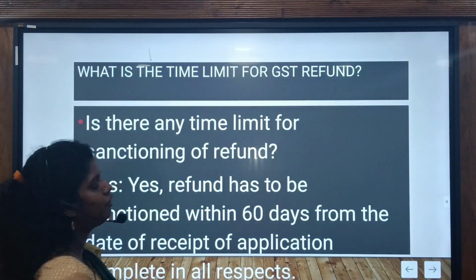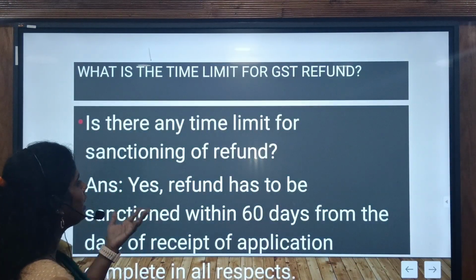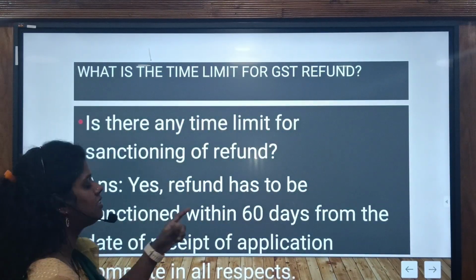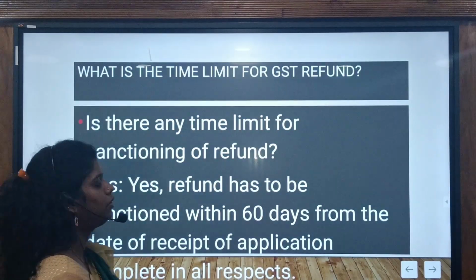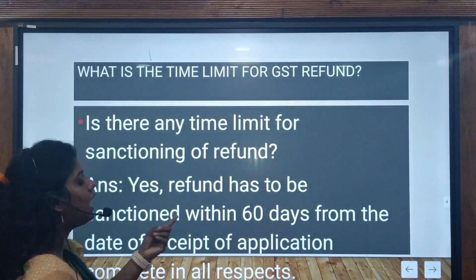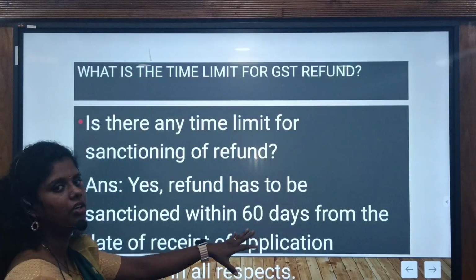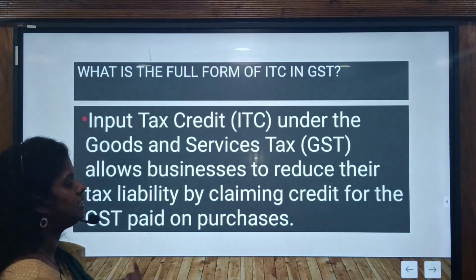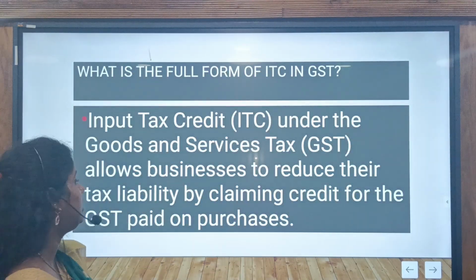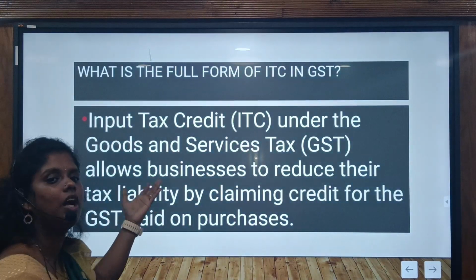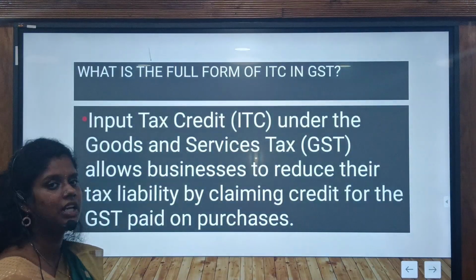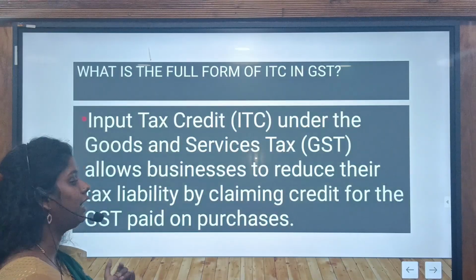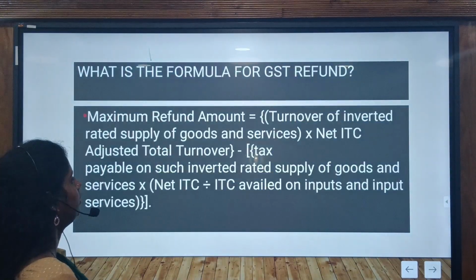So what is the time limit for the GST refund? Is there any time limit for the sanctioning of a refund? Yes. A refund has to be sanctioned within 60 days from the date of receipt of the application, complete in all respects. So the deadline is going to be 60 days for the refund claim. So what is the full form of ITC? That is input tax credit in the GST under the Goods and Services Tax. This allows businesses to reduce their tax liability by claiming credit for the GST paid on purchases. So through this only we can gain the GST returns as the refund.